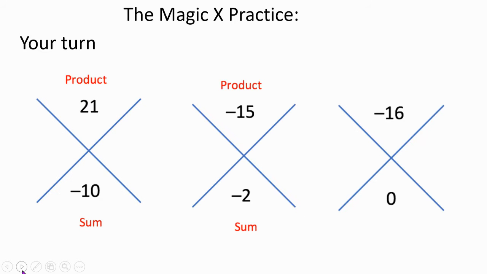All right, so I want you to try these ones yourself. Pause the video, give it a shot. Make sure you can figure out what multiplies to 21, but adds to negative 10. All right, hopefully you paused the video. We're going to go over it now.